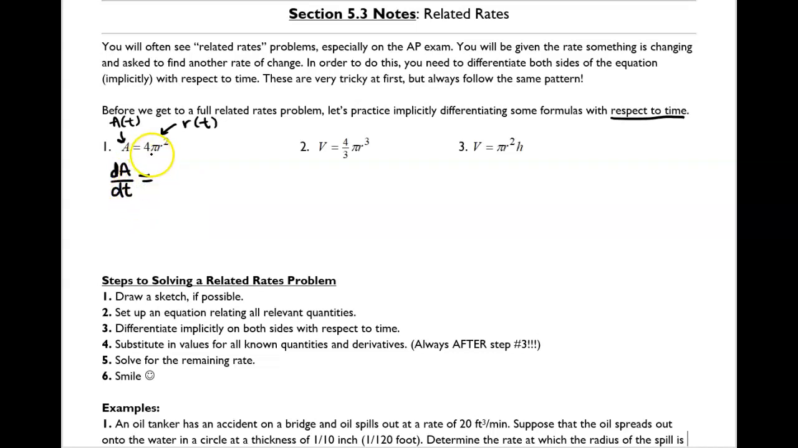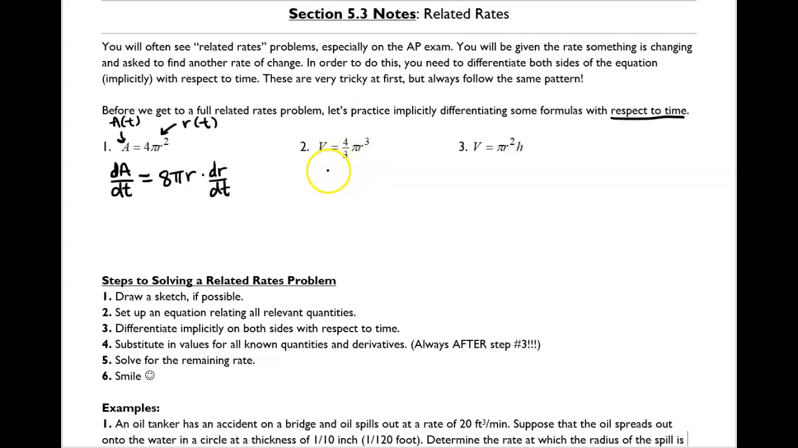On the right side, we have 4 pi r squared. That derivative would be 8 pi r, and then times dr/dt, because I have to take the derivative of r as well, because it is not just equal to time. So essentially, when I take these derivatives, every time I will have to multiply by the derivative of that variable, the dr/dt. Number 2, we have V equals 4/3 pi r cubed.